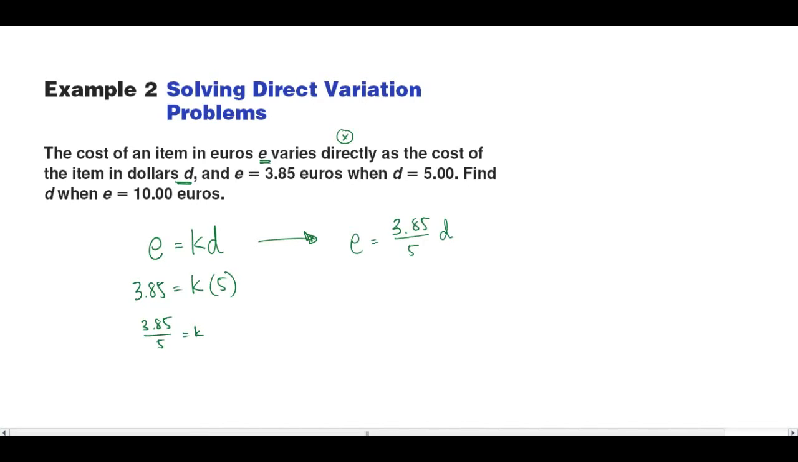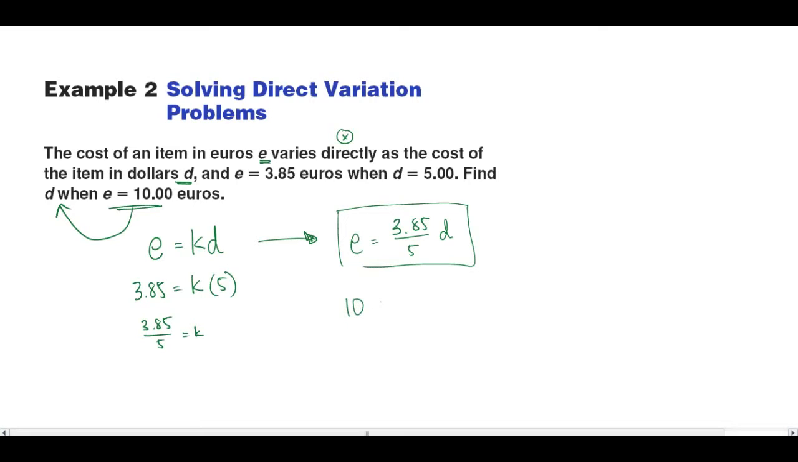And now I can answer any questions. I can clean that up with a calculator. I can grab my calculator, divide that. I can make it a fraction and reduce it or whatever I need to do. It doesn't matter. So that would be my equation. But now what I want to know is if you're going to pay 10 euros, how many dollars did that cost you? So I'll just plug it in.